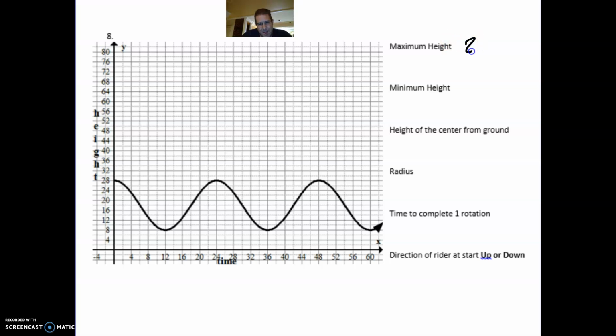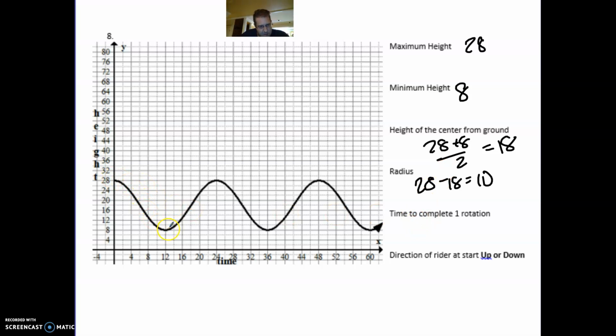So 28 is the highest point. Lowest point is 8. Center height, add the 2 together, divide by 2. So that's 36. Divided by 2 is 18. 28 minus 18 is 10. That's 10 above, and that's 10 below.